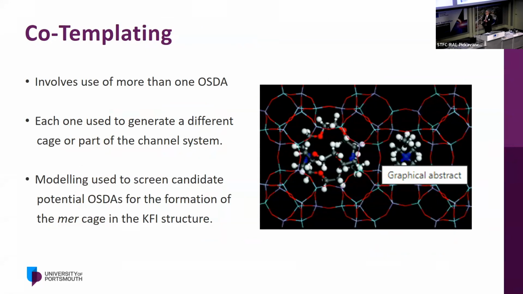Had a lot of work, a lot of success in terms of co-templating. So where we've taken cages and we've used different structure directing agents to produce each of the different cages within the structures. Now this work done in collaboration with Paul Wright's group has been very successful in producing new structures or making successful predictions for structure directing templates to produce particular cages. In this case, we're trying to find a template for the MER cage within the KFI structure.